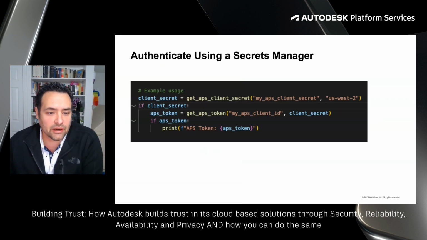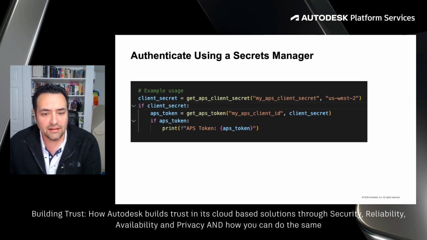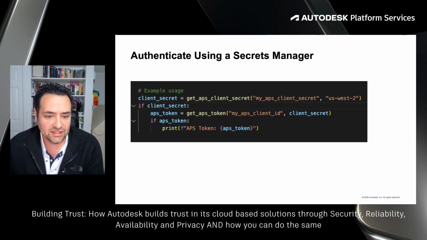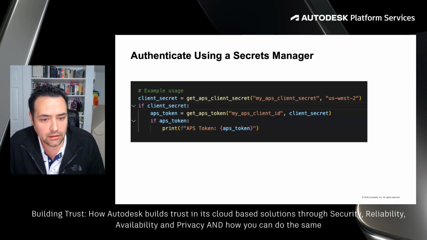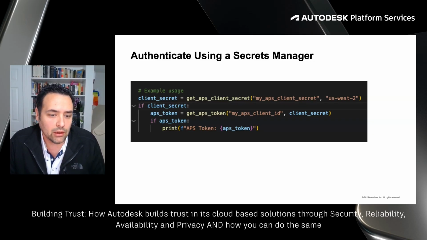So first, we'll go back to creating our APS token, but this time, instead of hard coding our password in the source code, we're going to pull the secret from a secrets manager, specifically AWS Secrets Manager. Here we have a function called getAPSClientSecret, which takes a secret name string and a region as input, and it will securely fetch the secret from Secrets Manager and return it as a string.